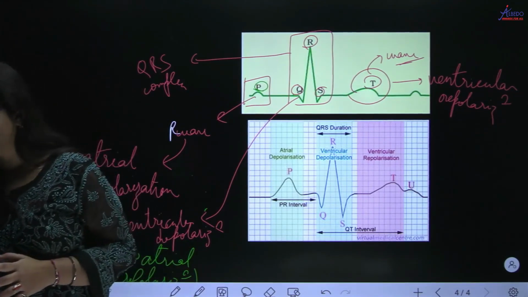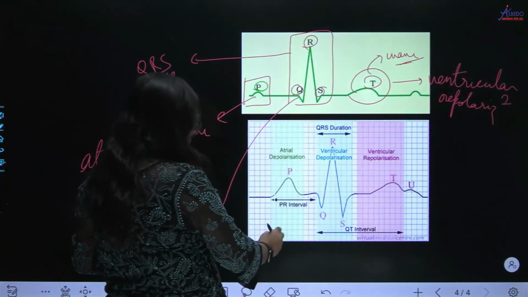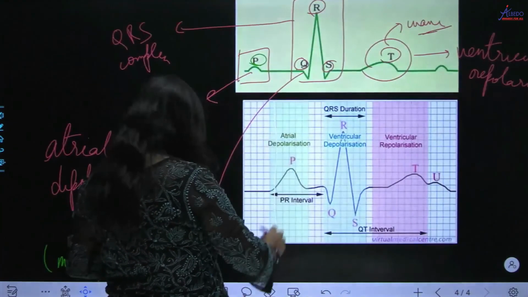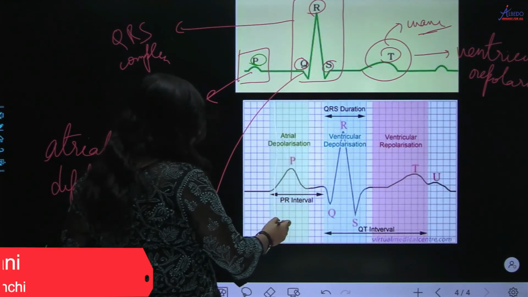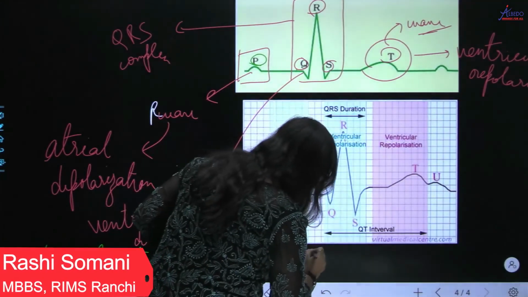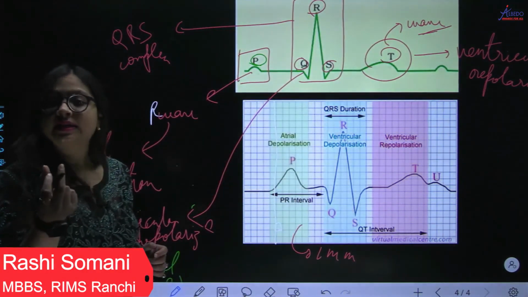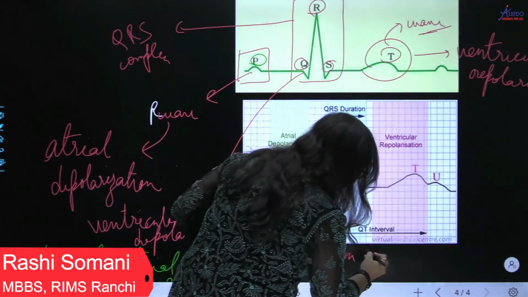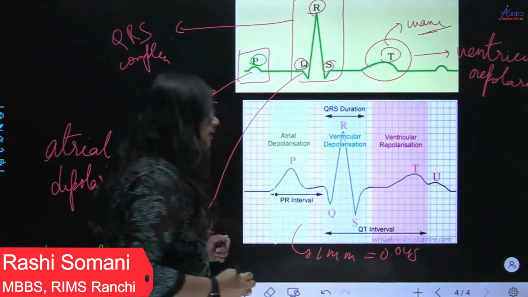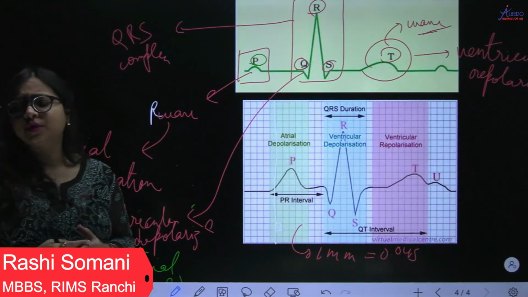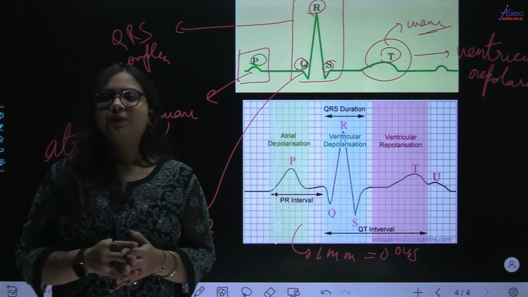One more thing, please remember that this ECG is recorded in a graph paper. Okay, this ECG is recorded in a graph paper, and one small box corresponds to 1 millimeter. Okay, what is the length of one small box? That is 1 millimeter, and this 1 millimeter is corresponding to 0.04 seconds, right? This is corresponding to 0.04 seconds. Okay, more details we'll talk about in the next video.